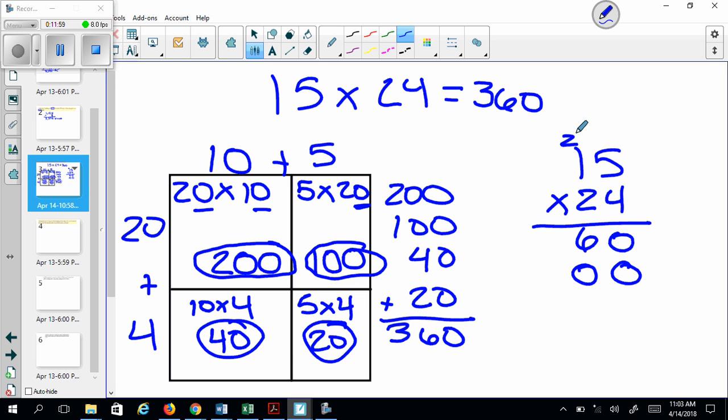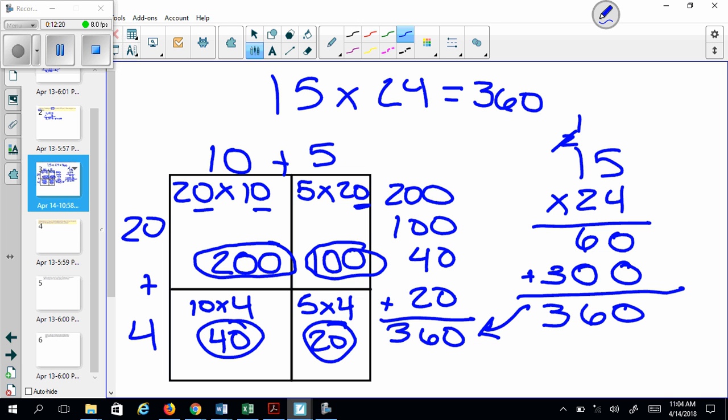0, carry my 1. I no longer need the 2, so I'm crossing that off. And then 2 times 1, which is 2, plus 1 is 3. Add that all up. And so I have 360. Same answer as I have here.